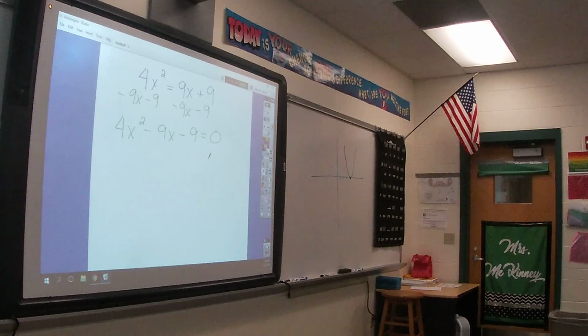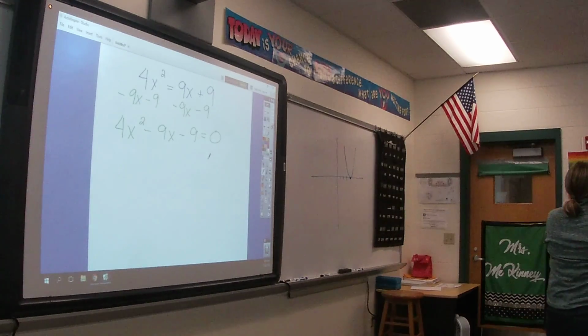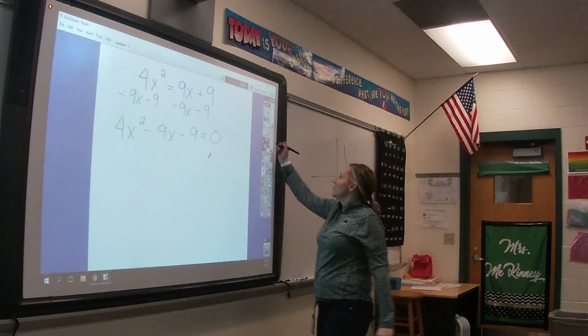Does this equal 0? Yes. How many terms is it? It's a trinomial, so A times C is negative 36.